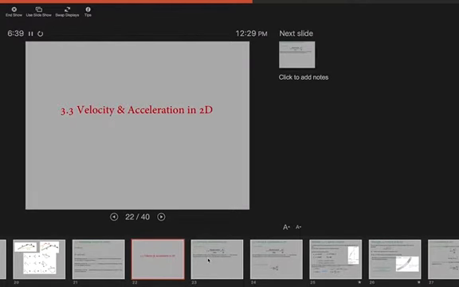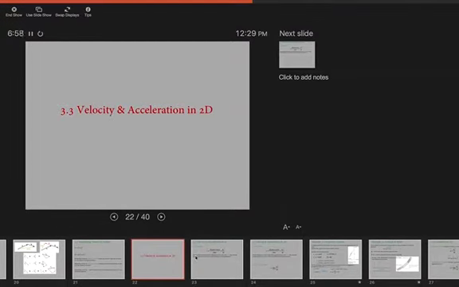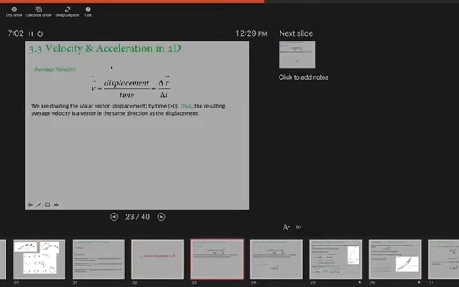Now I want to tell you about velocity and acceleration in two dimensions. As you all know, we have covered velocity and acceleration in one dimension. Now we're going to just do them in two dimensions, and it's going to be very, very similar to what we have done with one dimension. But the difference here is that we won't only have i, we will have i and j, meaning x and y. So an average velocity vector looks like this.